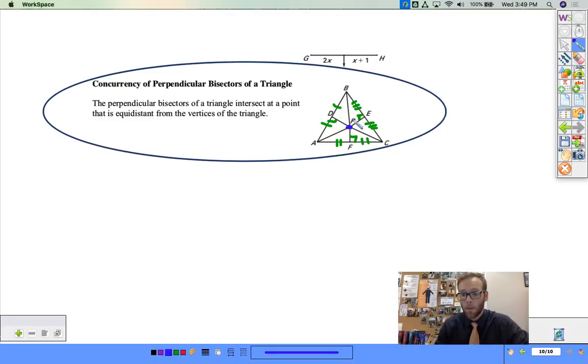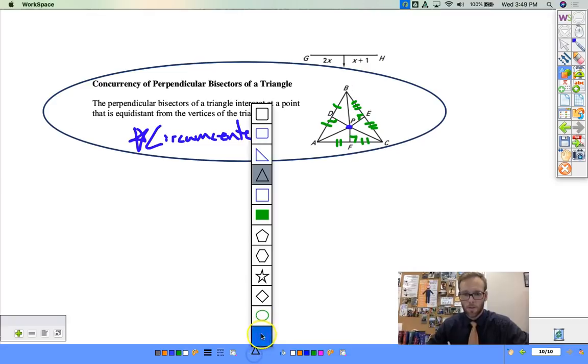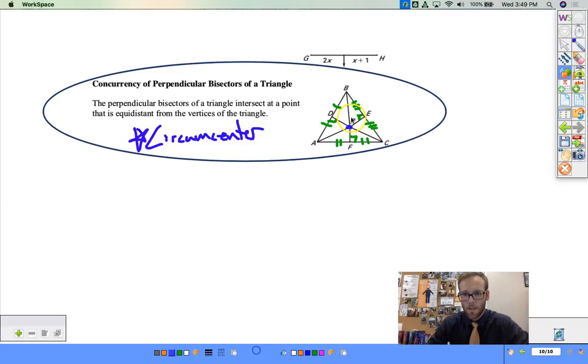What is the name of that point? I want you to put a note here. That is the circumcenter. And that circumcenter is the center of the circle that goes through the three vertices. So I want you to sketch the circle that goes through the three vertices. Draw your circle just like I drew mine.